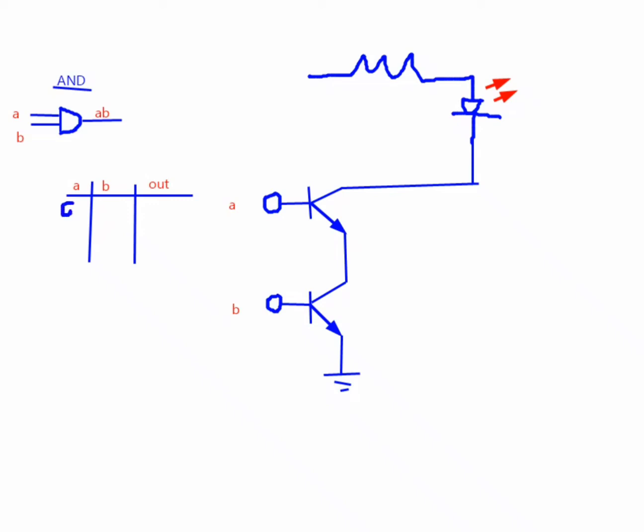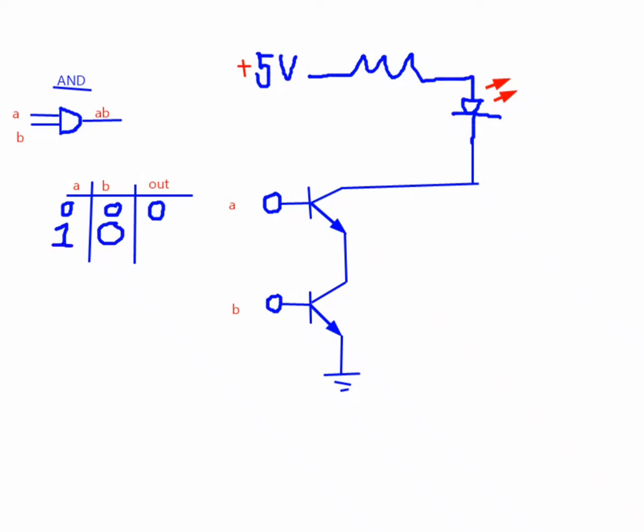So what can happen if inputs A and B are in the off state? Will the LED be on or off? In this case, both transistors are in the off state, so no current can flow from the 5 volt source to the ground. Therefore, the output will be 0 because the LED is off.